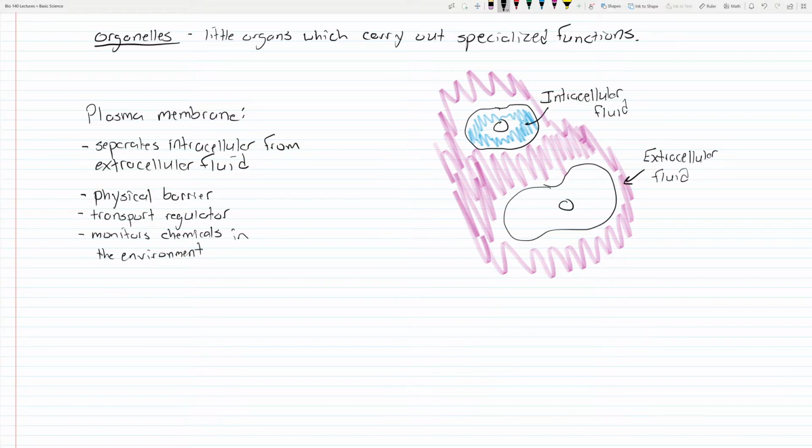And the last thing that it does is it will anchor cells. It is the anchor of cells to the connective tissue. Okay, it is the anchor to the connective tissue itself.